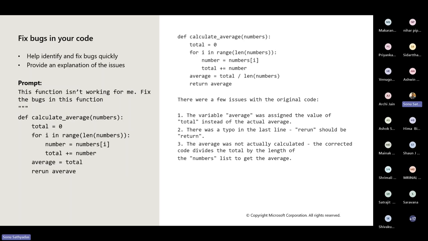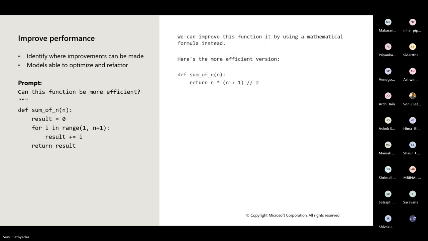So if you feel your code is not working because of some logical mistakes or syntactical mistakes, you can correct both using this bug fixing feature of the OpenAI models. And performance optimization also you can do with the code generation capability.